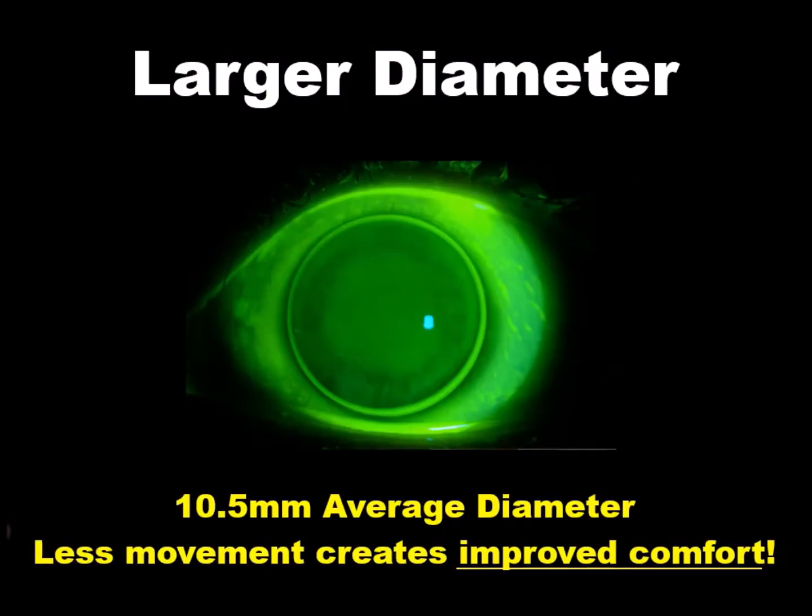The large diameter of the Apex Multifocal is typically around 10.5 millimeters. So that's around a millimeter larger than conventional corneal GP lenses. And the idea is to lock that lens down on eye. By going larger, we decrease movement, we increase stability, and we improve comfort.